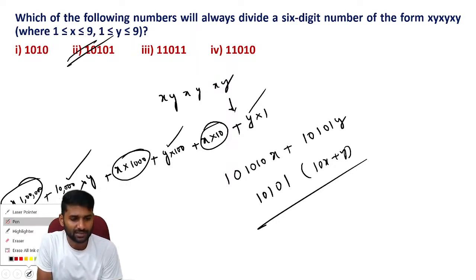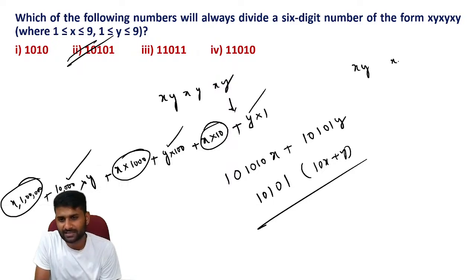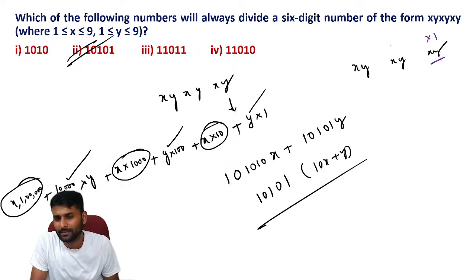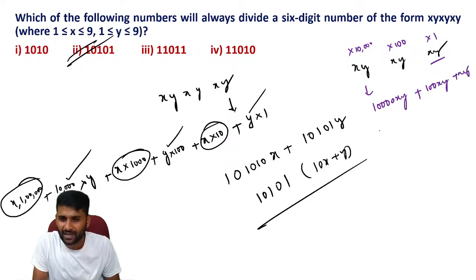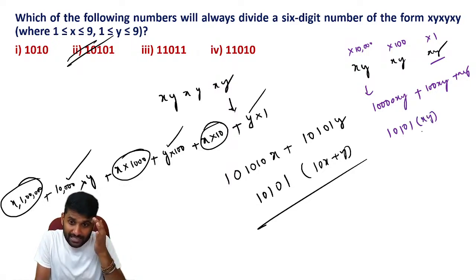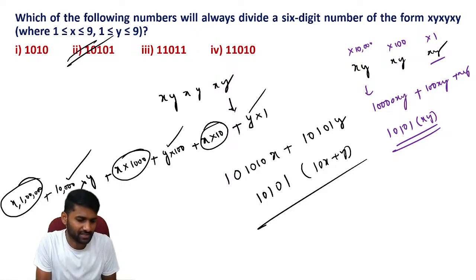But I will make it simple here. So divide it into 3 sets, xy, xy, xy. And see, you have to multiply. This is into 1, this is exactly 100 times, and this is exactly 10,000 times. Now see, 10,000xy plus 100xy plus xy. If you go through that, 10101, and it is multiplied with the xy. So in this way you can solve these questions, guys.